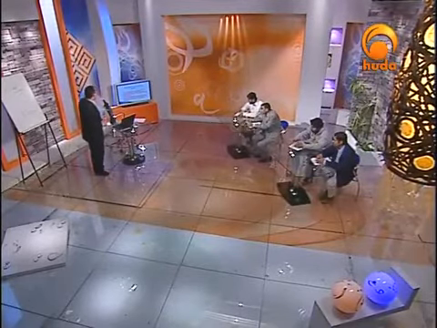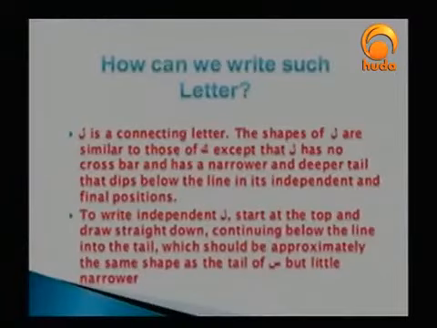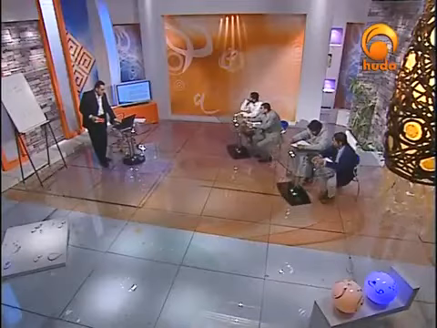To write an independent lam, start at the top and draw a straight line, continuing below the line into the tail, which should be approximately the same shape as the tail of sad, but a little narrower. And I would tell you that when lam comes in initial position, it is always connected with the following letter. Let me give you one example, the word Libya.